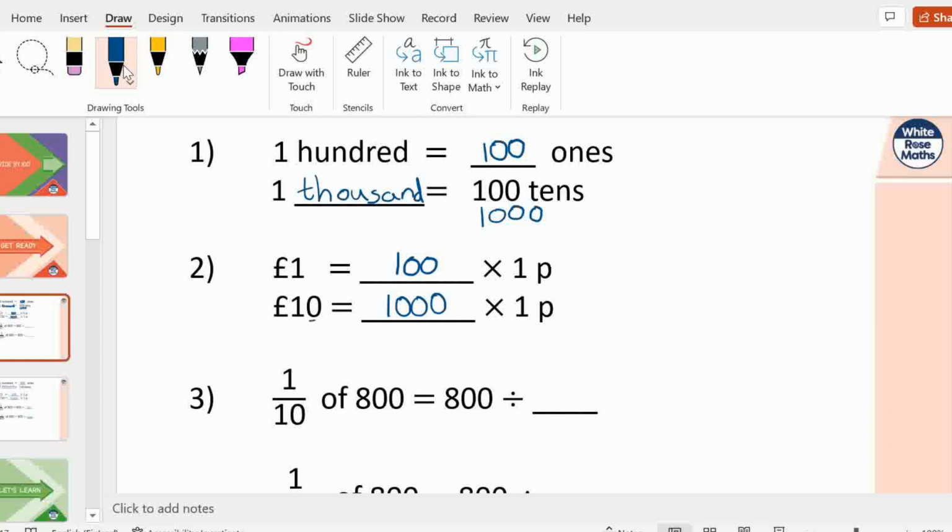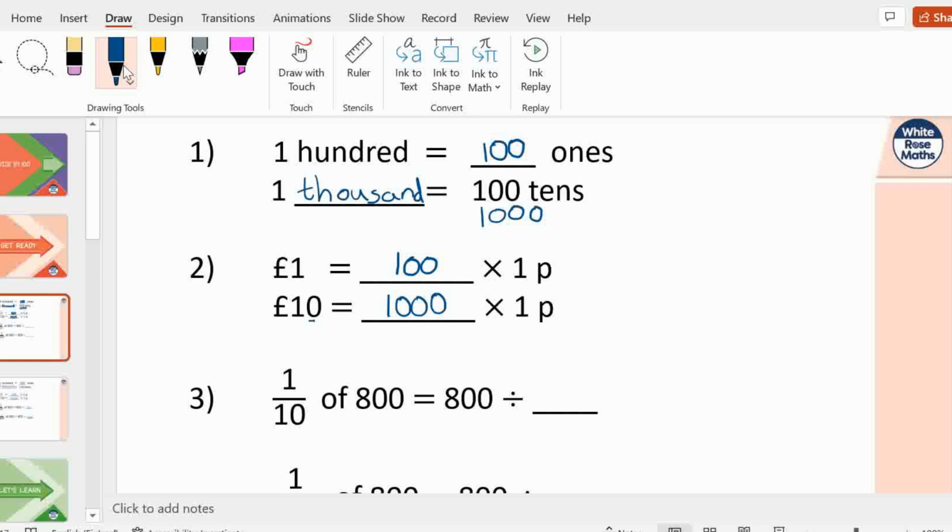Because we have a 0 here. Yeah, and we have 100 pennies here for 1 pound. Now the 10 pounds has another 0 on it, so we need to put that extra 0 here to make 1,000.